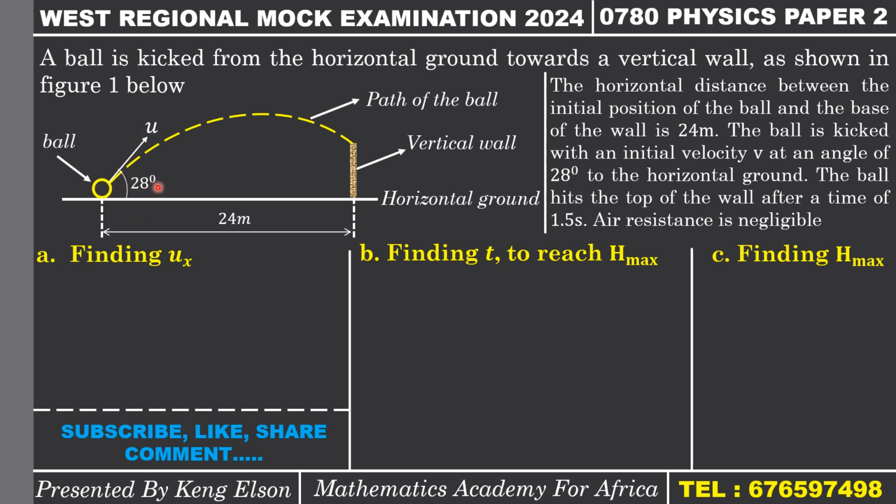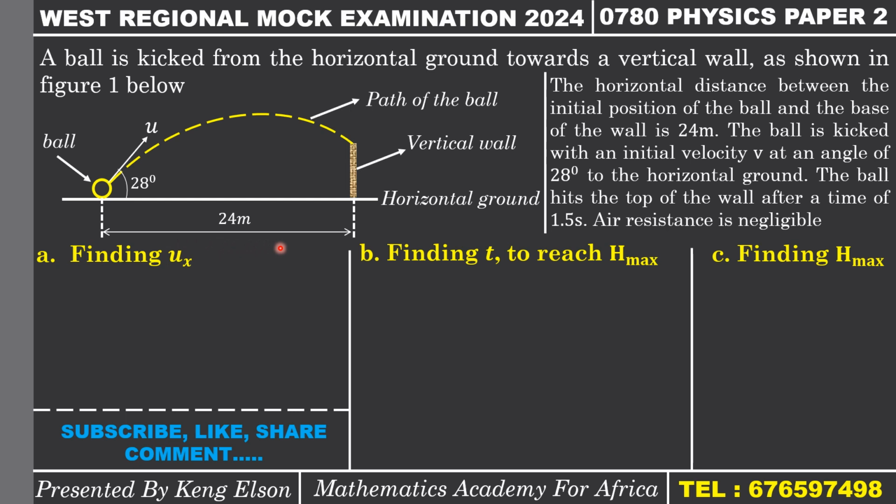It is 28 degrees. So according to the question again, it is hitting the top of a vertical wall, which is at a distance of 24 meters from the point of projection, and the time taken to cover this horizontal distance is 1.5 seconds. So we are going to use the relationship between the initial velocity in the horizontal direction, the horizontal distance traveled, and the time taken to travel that horizontal distance.